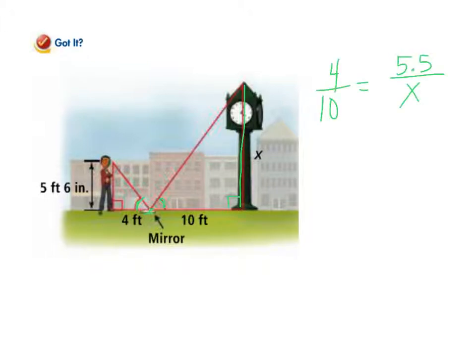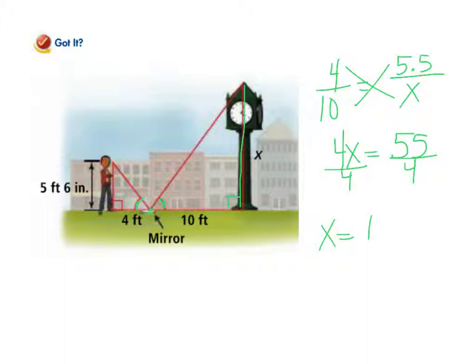All right, here's the proportion I set up. The 4 corresponds to the 10, that's small to big triangle. And then the 5 feet 6 inches, I just called 5.5 feet. Solving for x. Cross products, 4x equals 55. Divide by 4, x equals 13.75. All right, and that would be measured in feet.